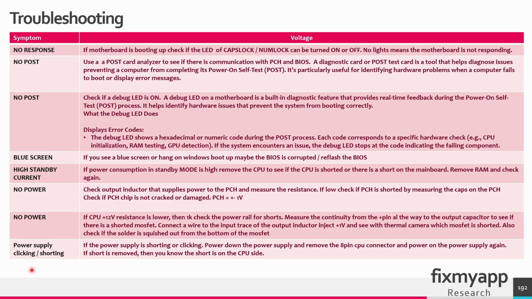When you press the power button and the power supply is shorted or it gives a clicking sound, then remove the 8-pin CPU connector and try to power on the mainboard again. And if the short is removed, then you know the short is on the CPU side.